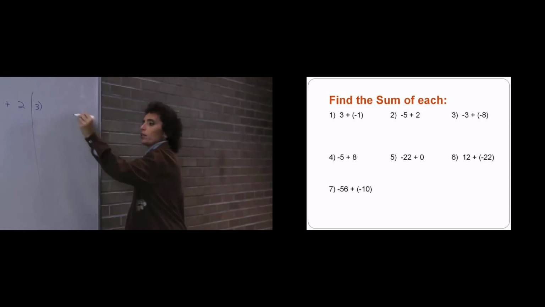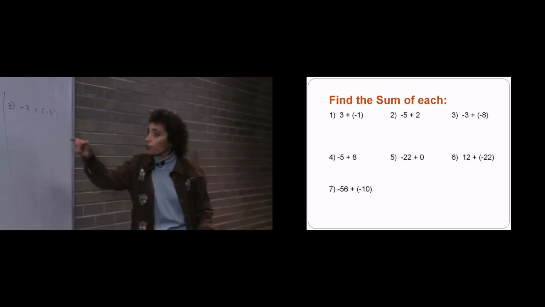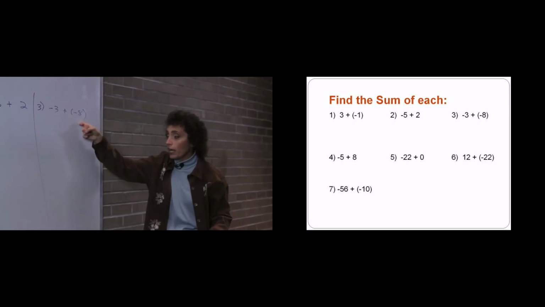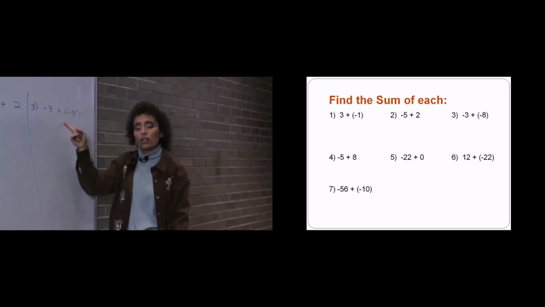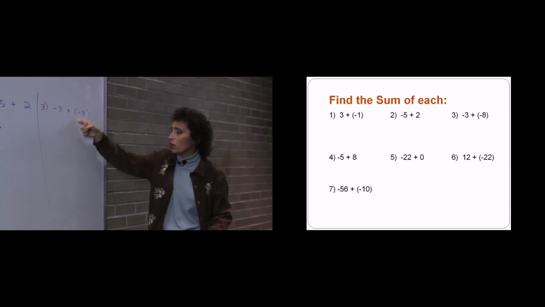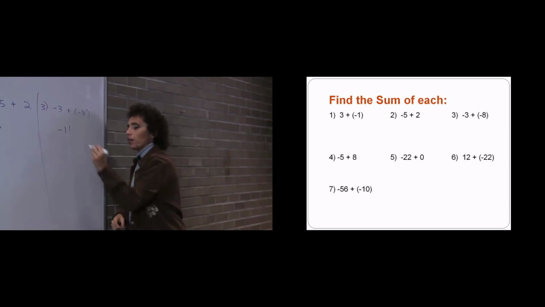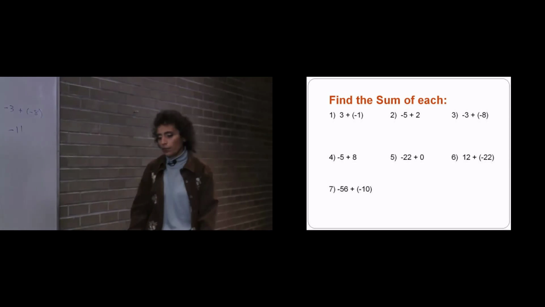So here's number 3. Negative 3 plus negative 8. I owe you $3, and I owe you $8. If I owe you 3 and I owe you 8, you're a pretty good friend to keep lending me money, by the way, because I'm not paying you back, it doesn't look like. So I owe you $3, I owe you $8, so I owe you $11. So try the next 4, and then we'll check your answers.